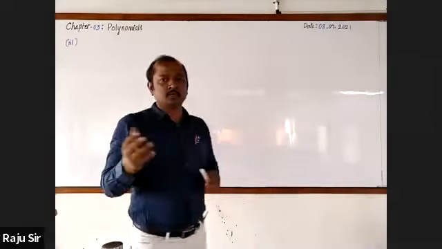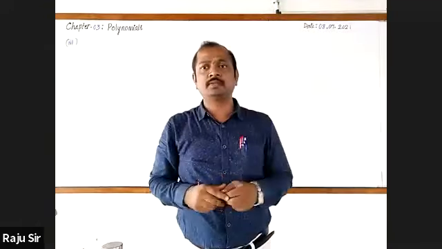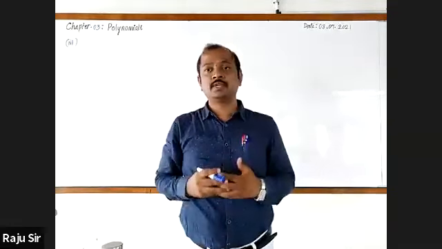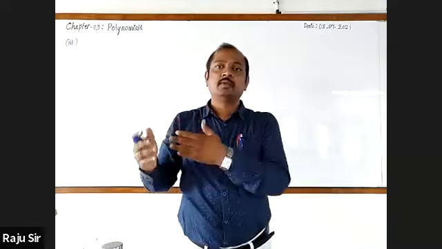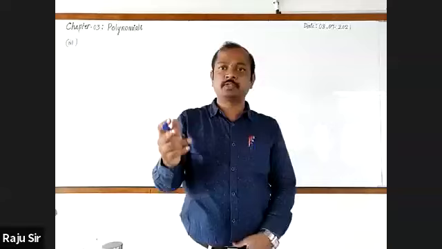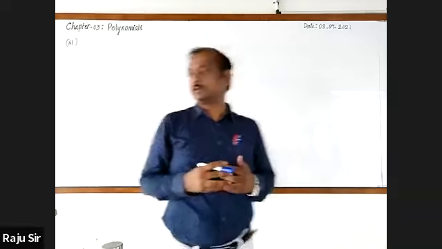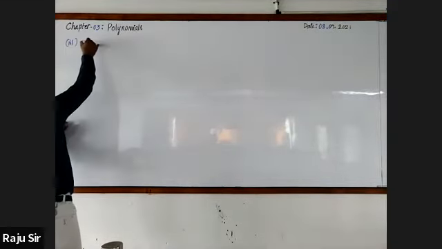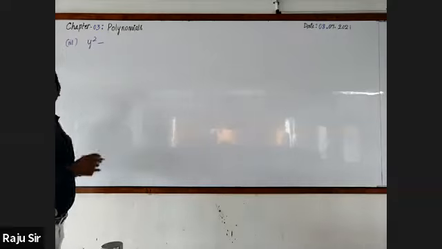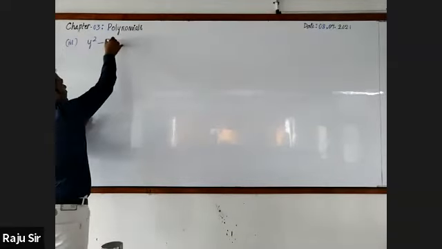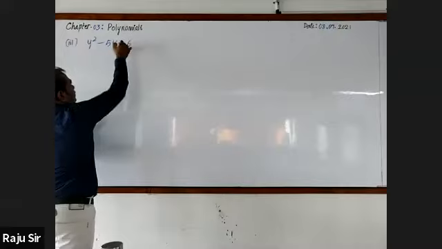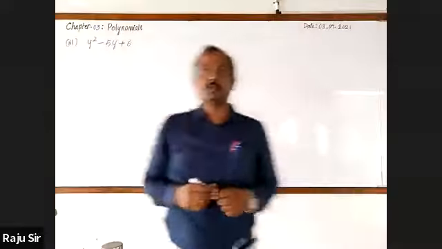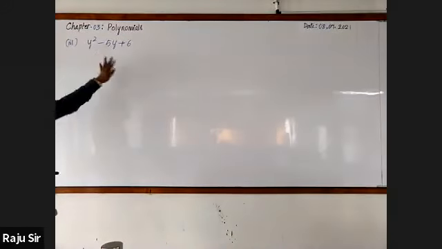You can also notice that in those two polynomials, all the terms were positive. But today, we will take quadratic polynomials in which both positive and negative terms are present. Right? In that, a very simple one is y square minus 5y plus 6. Here the polynomial is in y.